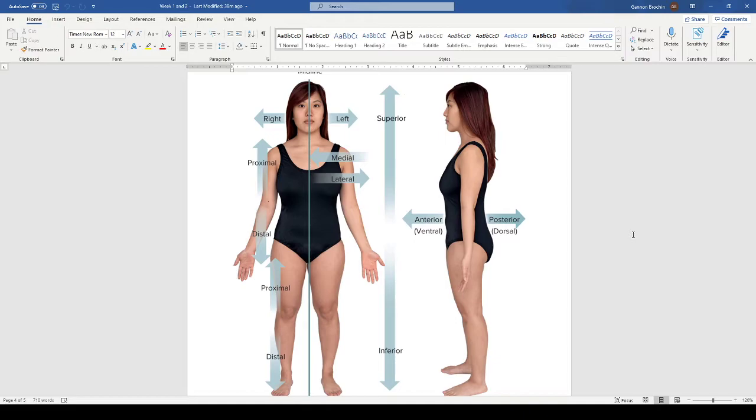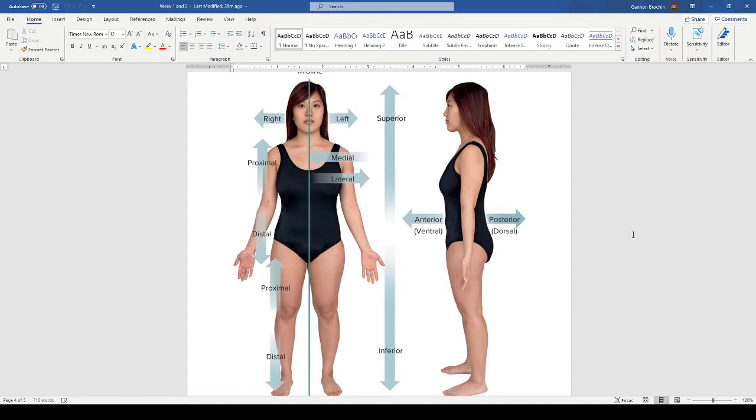We'll also refer to right and left. Right and left will actually be that of the individual, the patient in this case. So you'll need to remember and quickly figure out that left versus right is going to be the opposite of what it is for you.